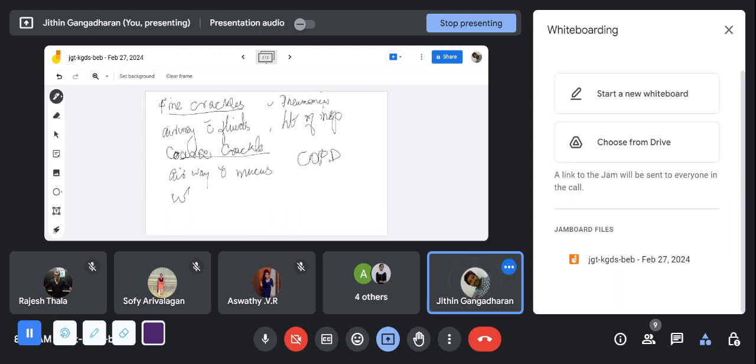Next is the wheeze, or you can hear it as rhonchi. It is due to a narrow airway, as in asthma, bronchial asthma.